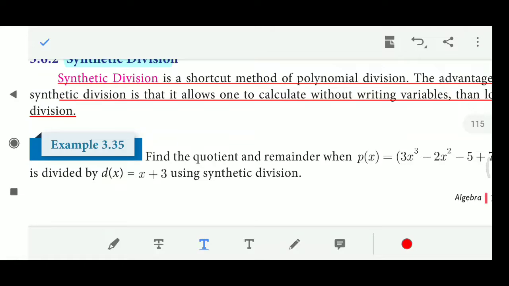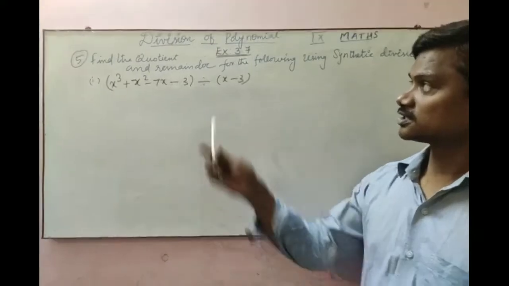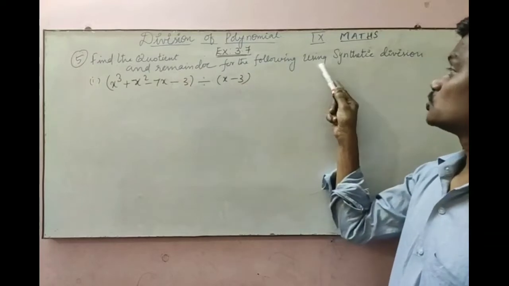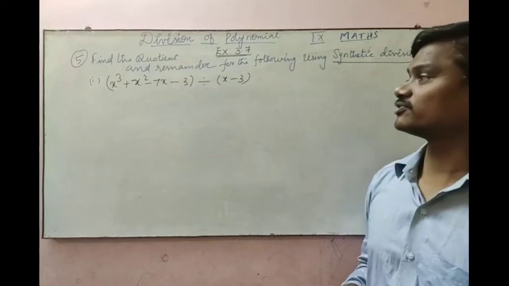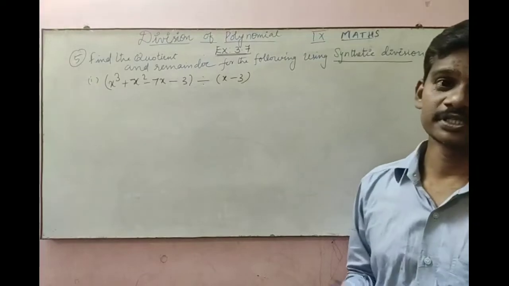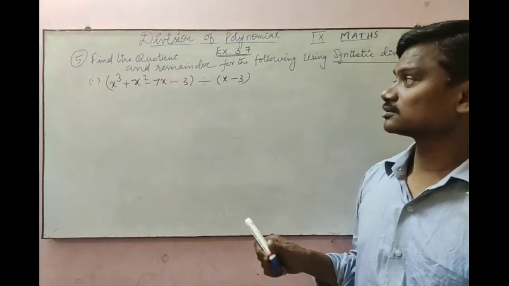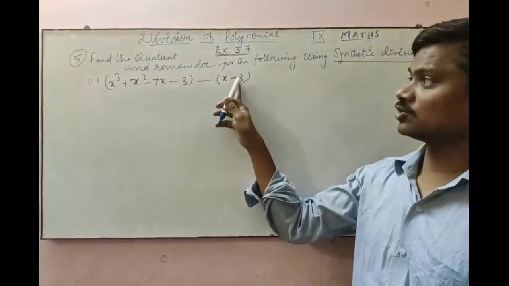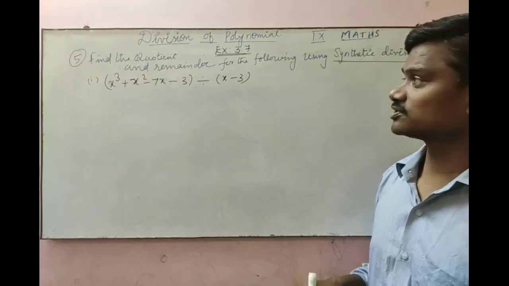works. Using this we are going to do some of the problems in the exercise. Divide and find the quotient and the remainder using synthetic division. This is the second type of division. The first type is the ordinary division. The second type is synthetic division. This is the easiest one, but it has one drawback, that the divisor should be linear. Then only we can use synthetic division. So that is the drawback of this division.